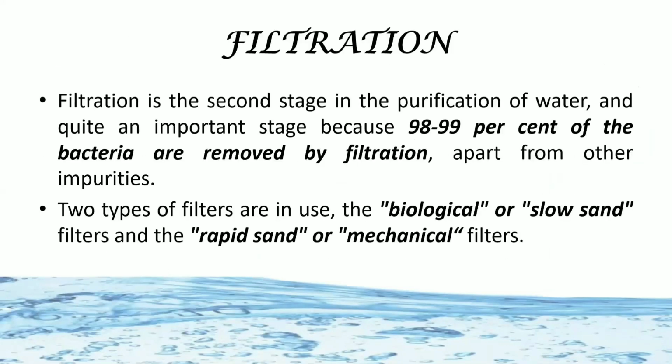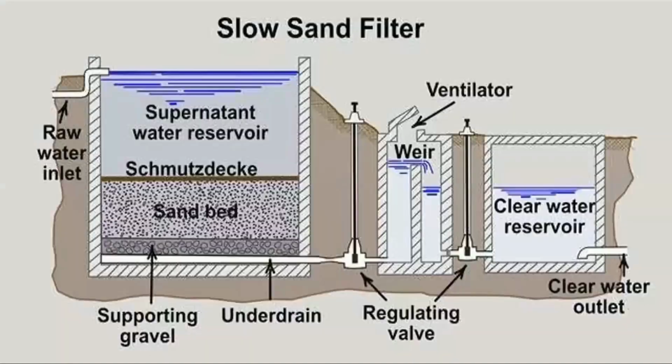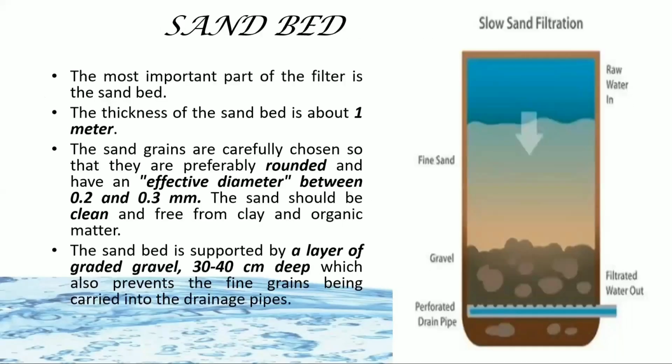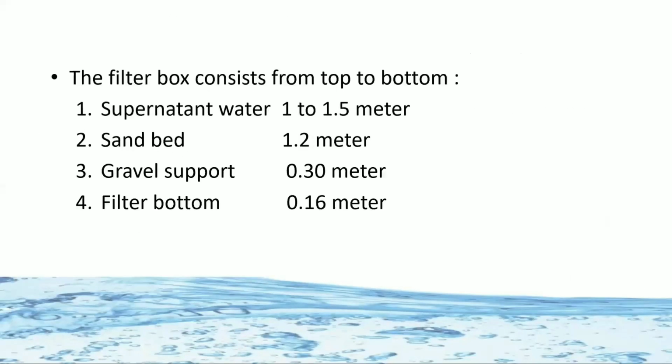The second process is filtration. Here also there are two types of filter: slow sand filter and rapid sand filter. We have seen about the slow sand or biological filter. There are four elements: supernatant water, bed of graded sand, under drainage system, and system of filter control valves. I will not go into detail. Yesterday already done.